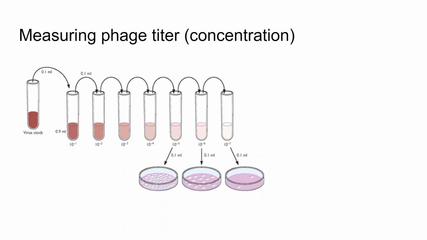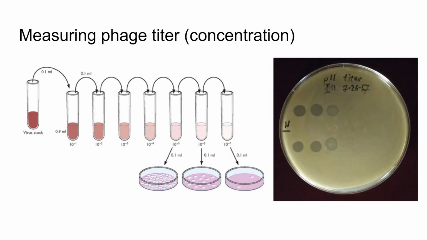What's a plaque? Well, a plaque is an area of clearing of cells that starts with a single phage infecting a single bacterium. So you imagine you could get an estimate of phages per volume from these plaques that form. A single phage infects a single cell. That cell bursts and releases phage that infect neighboring cells, and the process spreads throughout.